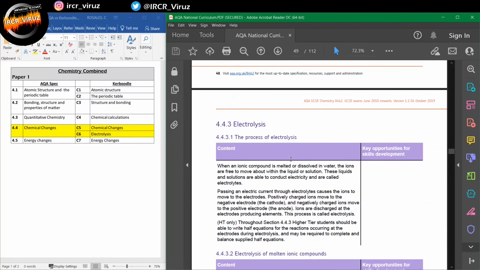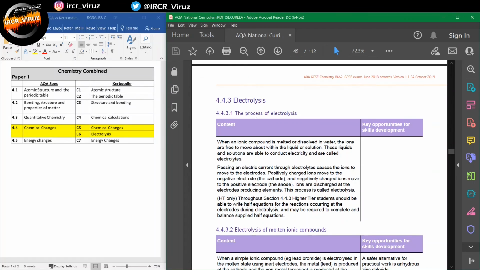Right, moving down to electrolysis. Over here in this section, what you want to make sure is that you understand the process of electrolysis. You've got to understand that there are two types of electrolysis. You have the electrolysis of an aqueous solution, meaning that you dissolve something in water, and there is the other one, which is of a molten compound.